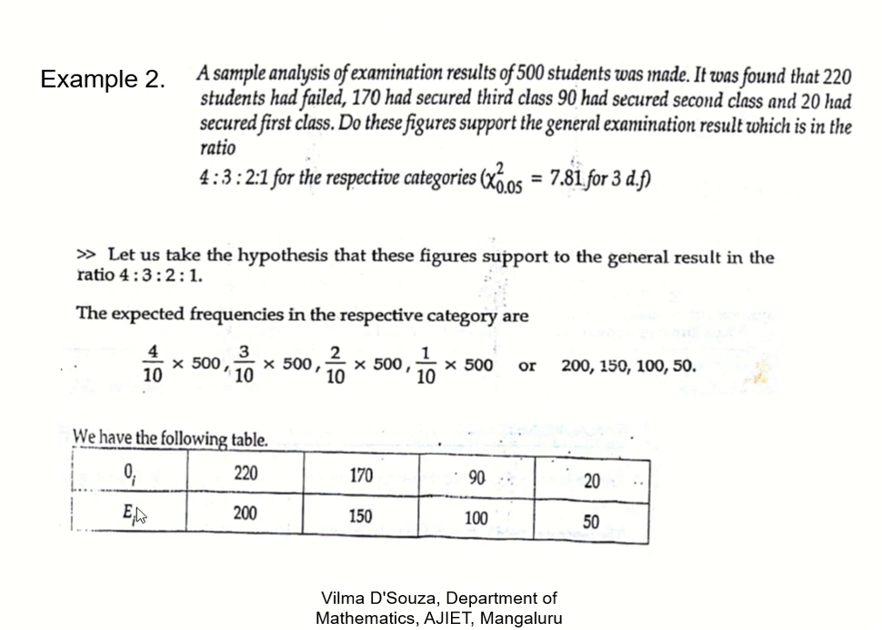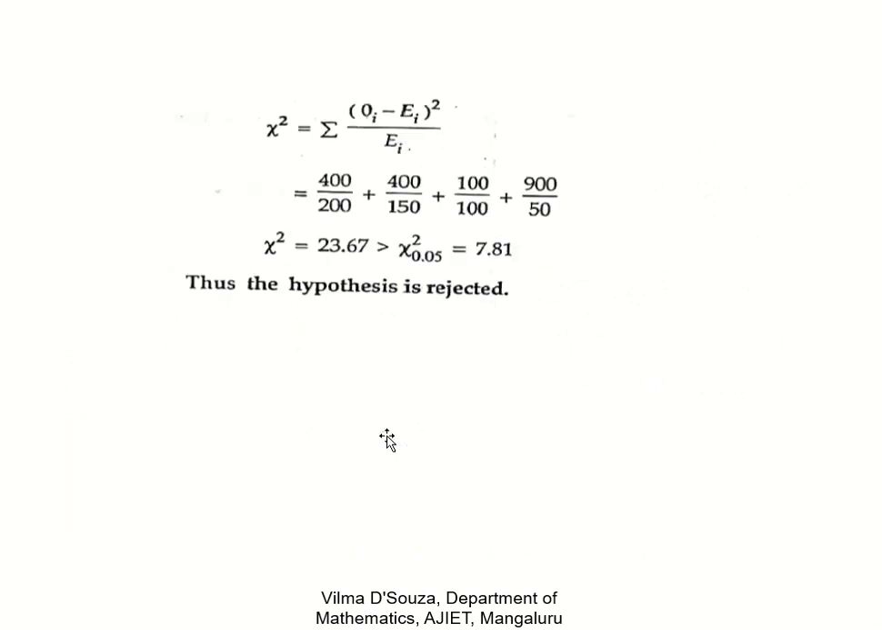OI and EI. OI as given in the problem: 220, 170, 90 and 20. Correspondingly, whatever you have calculated here: 200, 150, 150. Write down here correspondingly. Now write down the formula for chi-square. What is chi-square? Summation of (OI minus EI) whole square divided by EI.